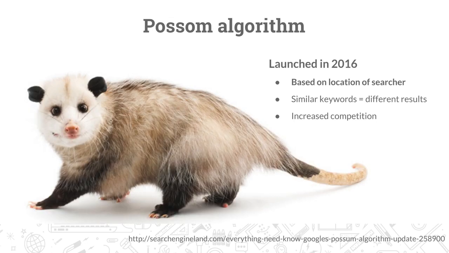Another pretty significant update as well was in 2016, and that one was called Possum. Now, Possum specifically relates to local results, that is, results that display map packs. And what it does is it helps understand and bring into the ranking factors the location of the searcher. So where are you when you're conducting the search? This radically changed the way that the search results for local results are displayed.